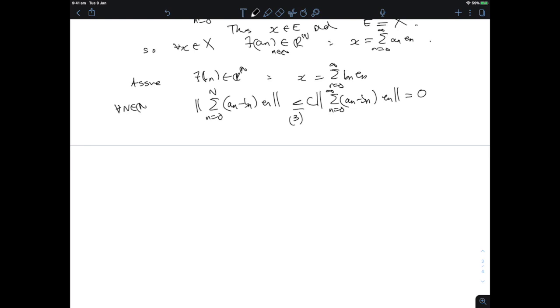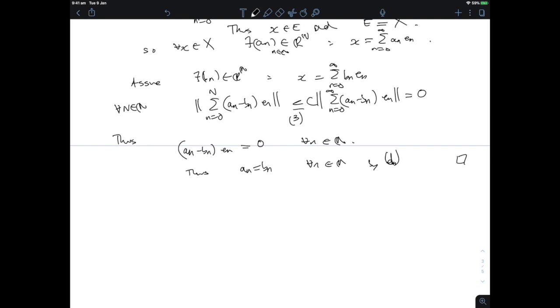So we have that these partial sums are 0 for all N, and therefore the sum from n equals 0 to capital N minus the sum from n equals 0 to capital N minus 1, say, so therefore An minus Bn times En is 0 for every n. And that is only possible if An is equal to Bn, because the Ens are never 0. So by property 1. And that concludes the proof of this proposition.